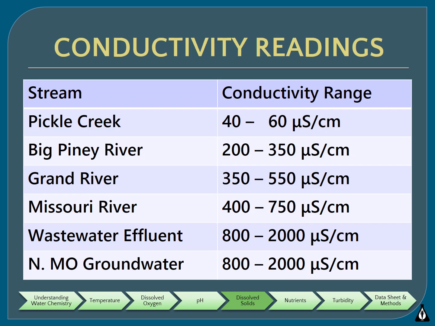Different streams have a variety of natural background conductivity. For example, Pickle Creek has an underlying geology of igneous rhyolite and granite. This type of rock is less dissolvable than limestone, which makes up our karst environments. The Big Piney's underlying geology is dolomite and karst. This dissolves more readily, therefore it has a higher background reading of conductivity.